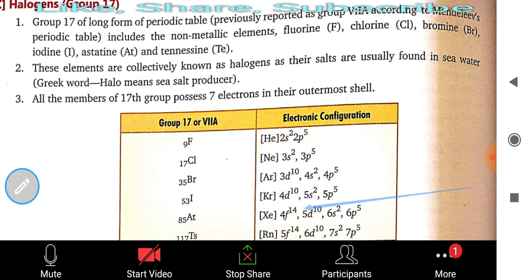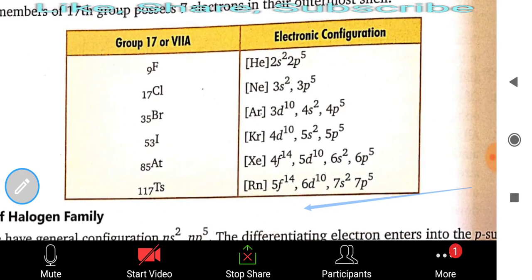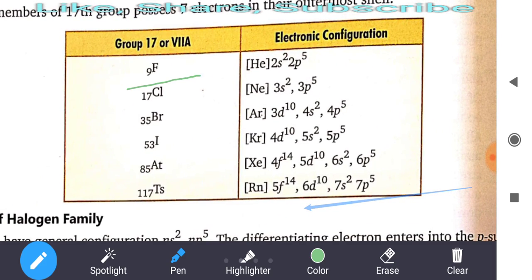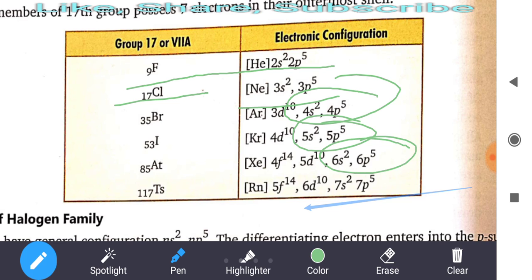All the members of the 17th group possess 7 electrons in their outermost shell. So that's why it is put in the 7th group. If we look at fluorine, it has the configuration of helium, 1s2, then 2s2, 2p5. And if we write the electronic configuration of chlorine, it is the first neon, then 3s2, and the last electrons fill in the p block, 3p5, similarly. So you can see the last two electrons in the outermost shell are found in s and p, s2 p5 same.